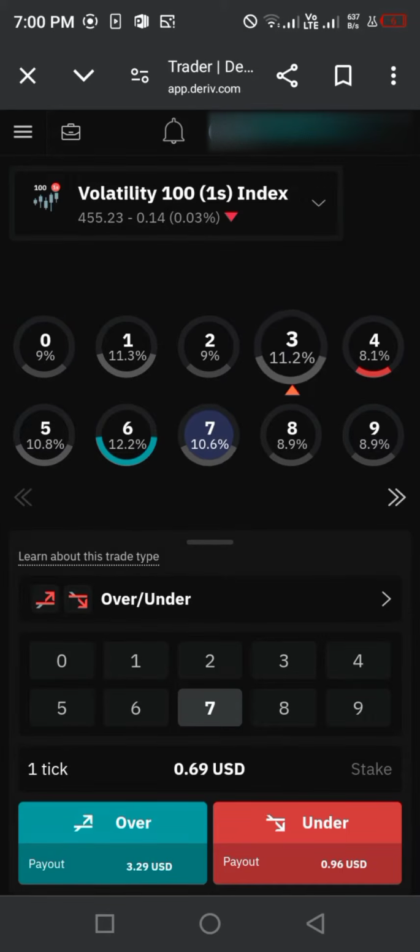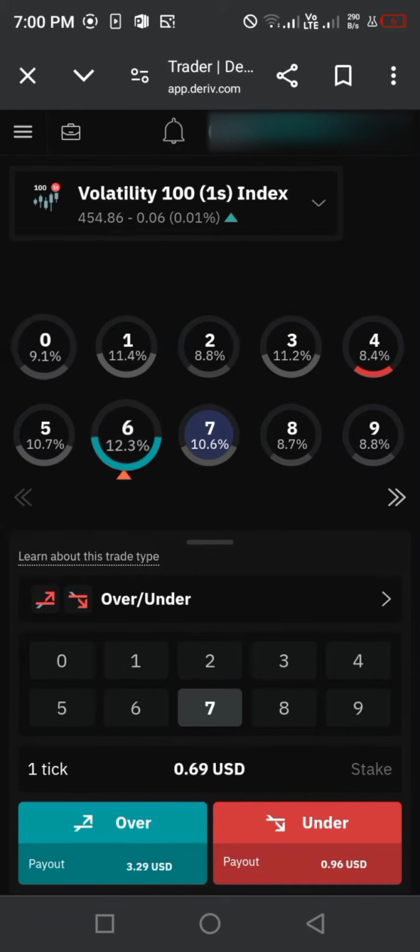So there are 2 strategies for placing your entry in over 4. The first strategy: whenever you see the number with the red circle is at 0 and the number with the green circle is at 9, how do you place your entry at that point? Whenever you see the number with the red circle is at 0 and the number with the green circle is at 9, you'll wait for the ticker to touch 1 alone.